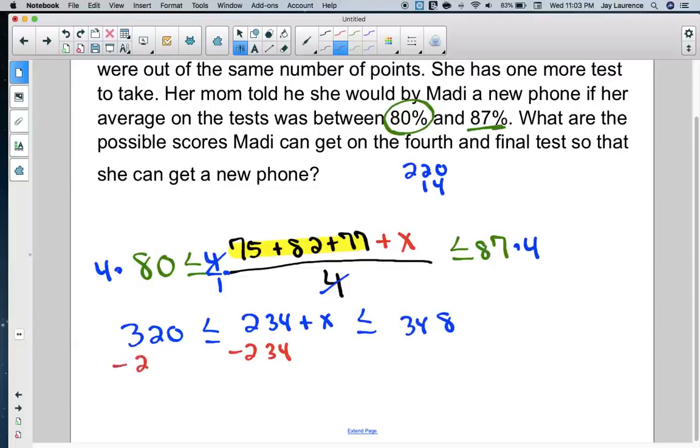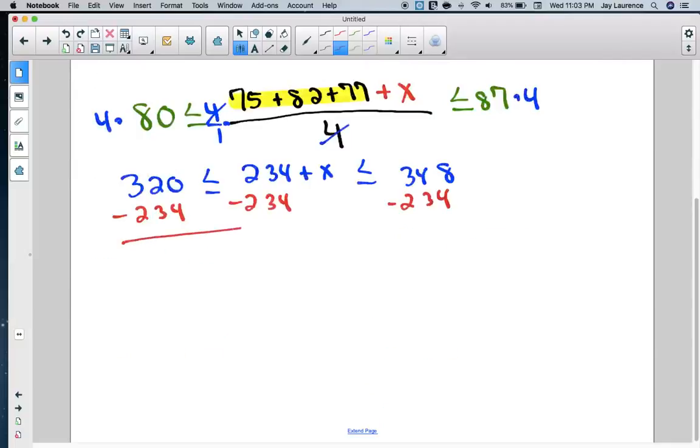All right, now I'm just going to subtract 234 from all three parts, all three sections, if you will. And when I do that, the easiest part's in the middle here. I just get a plain old x. Here, 348 minus 234 should be 114. Over here, I've got to subtract, and I'm going to get a 6, and that's going to be an 11. And so that's going to be an 86.